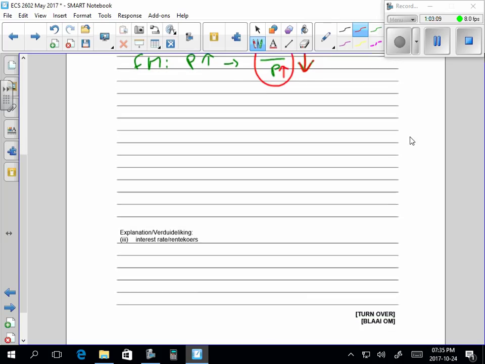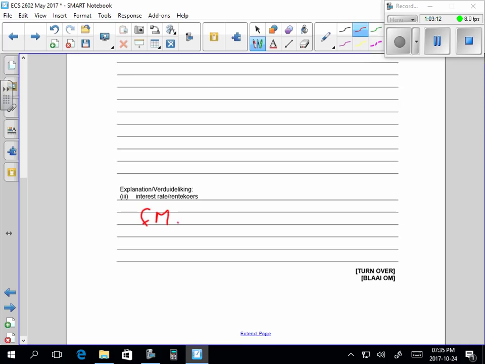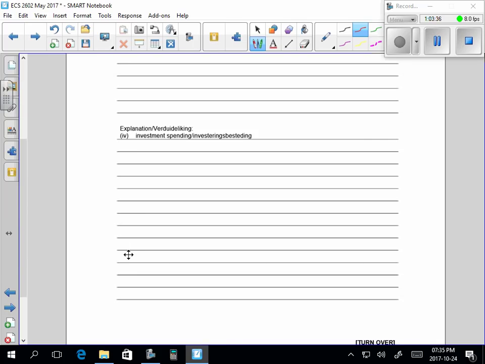The interest rate, we just go one step further. In the financial market, if prices increase, real money decreases, therefore interest rates increase. And your investment spending, even more simple in your goods market. If interest rate is increasing, investment is decreasing.